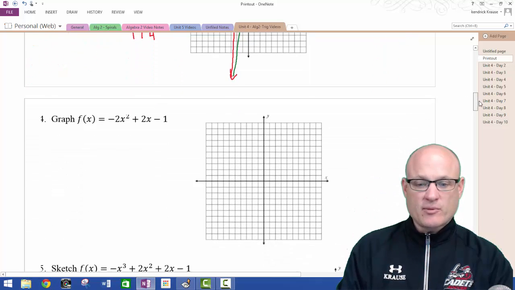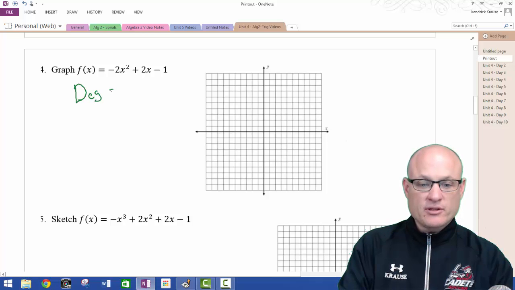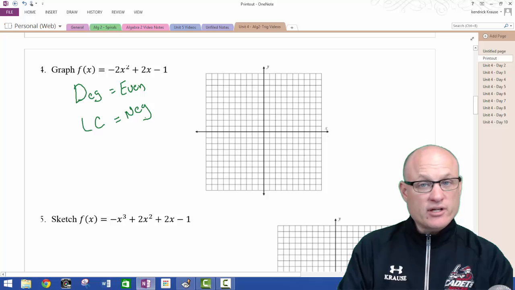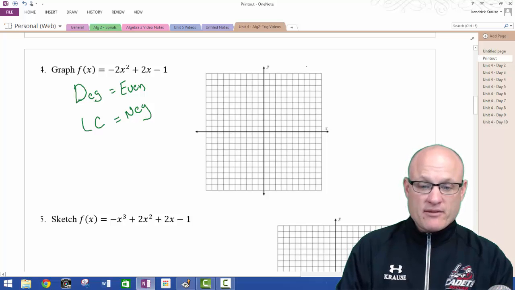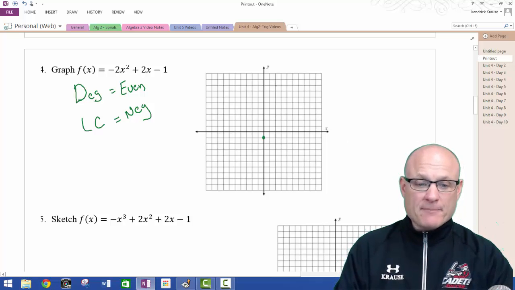All right, so let's talk about this. I have a degree. We're going to talk about the degree. I have a degree that's positive, even. And I have a leading coefficient that's negative. And again, I'm just sketching this. I mean, the fact that I know that it goes to this point, that's kind of cool. That's about all I know really right now. But it's negative, but it's even.